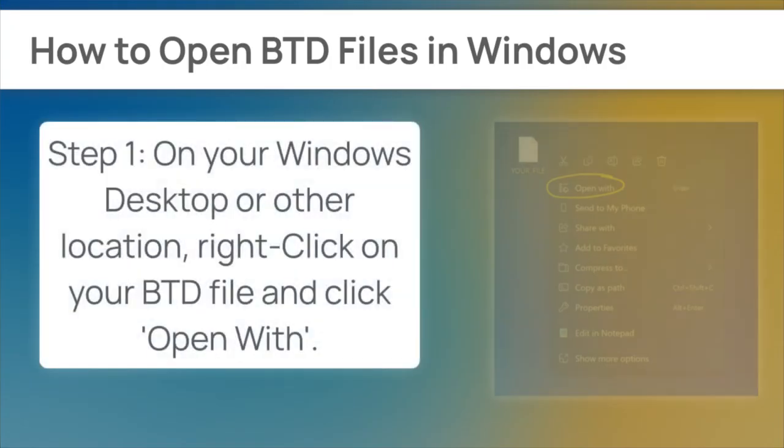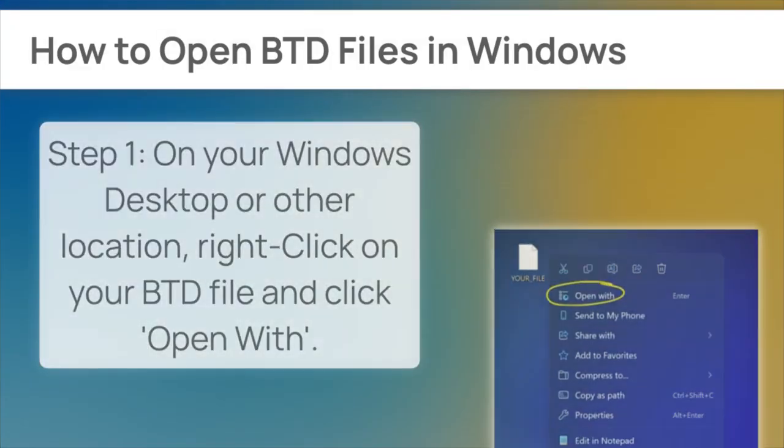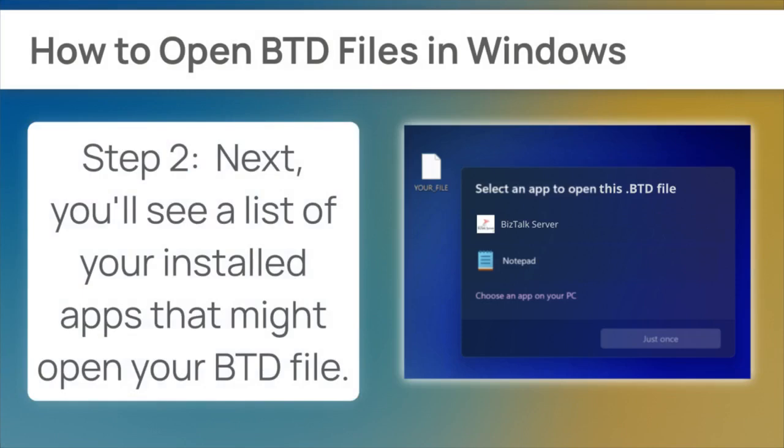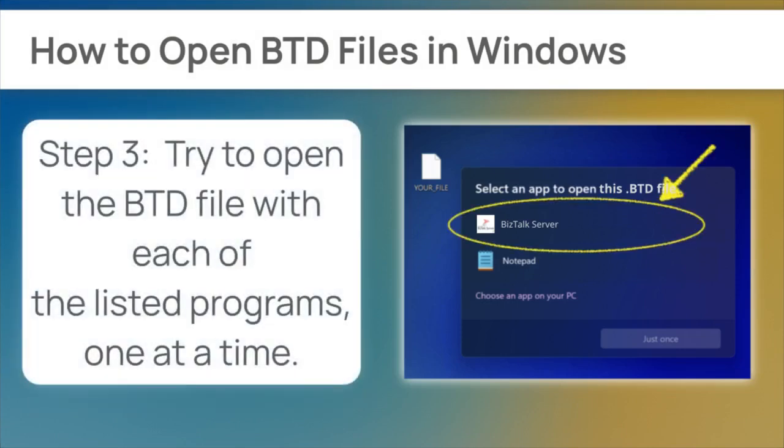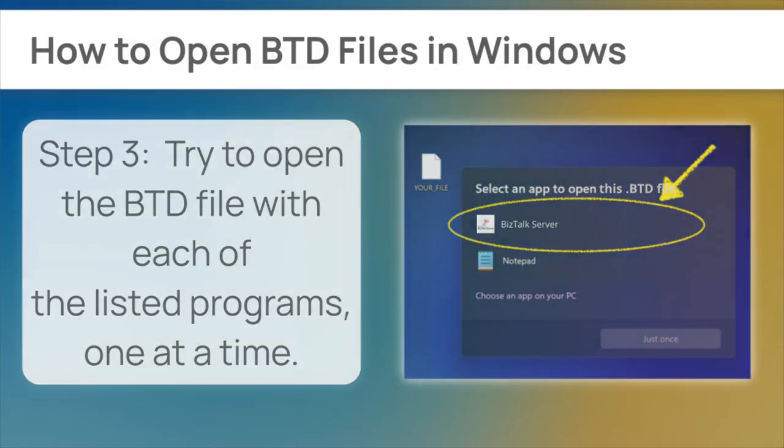Open the menu by right-clicking your BTD file and choosing Open With. Test BizTalk Server first if it is visible. If not, select another application. Different tools have different strengths with specific formats.